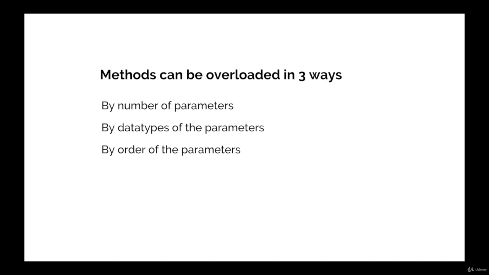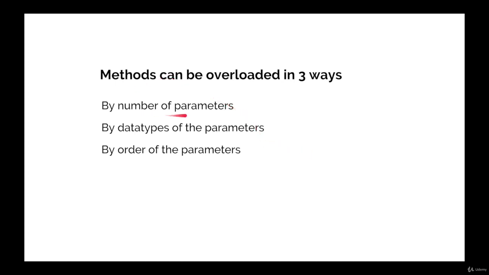There are different ways of overloading methods in Java. The first way is by the number of parameters. The second way is by the data types of the parameters, and the third one is by the order of the parameters. Now let's see what each one means.